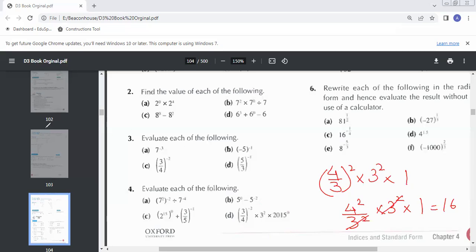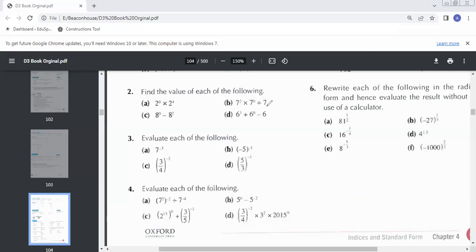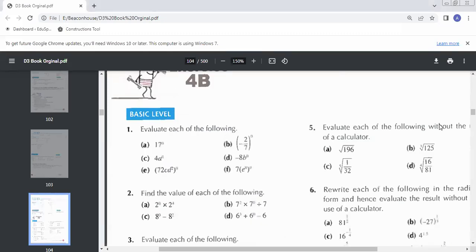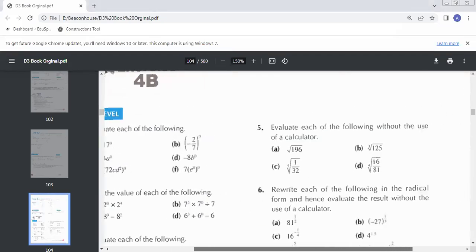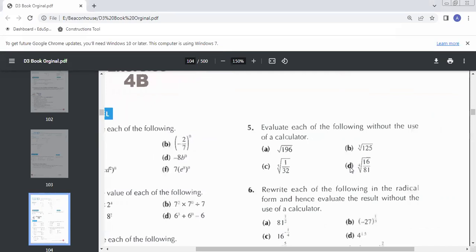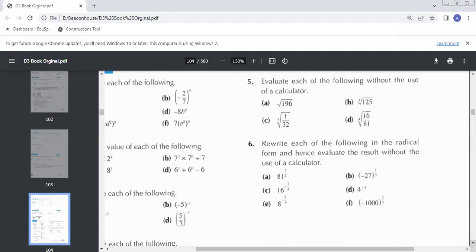Hope it's clear. In the next video, we will be talking about indices, having different types of questions when we are going to evaluate using the powers, which are in the form of fractions. So stay tuned for my next video.